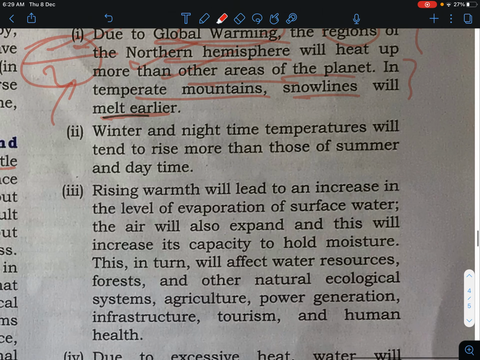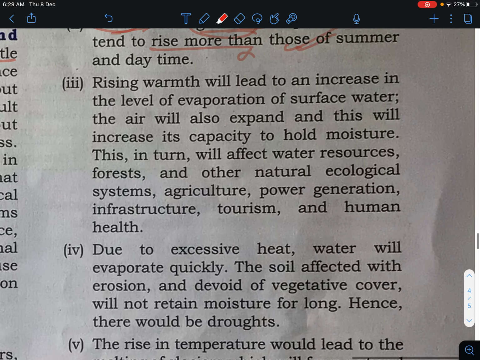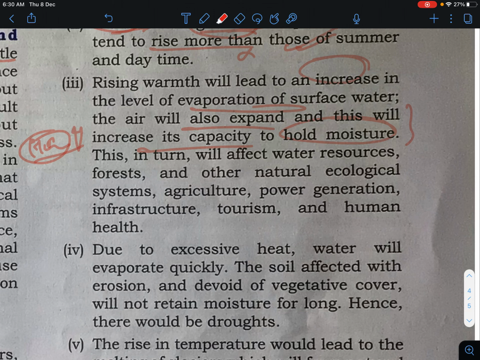Second, winter and night time temperatures will tend to rise more than those of summer and the day. Due to trapped heat in the air, the winter and night time temperature will rise more than that of the summer time. Rising warmth will lead to an increase in the level of evaporation of surface water, and the air will also expand, and this will increase its capacity to hold moisture. Here the humidity is going to increase.